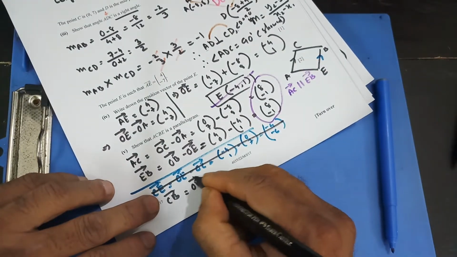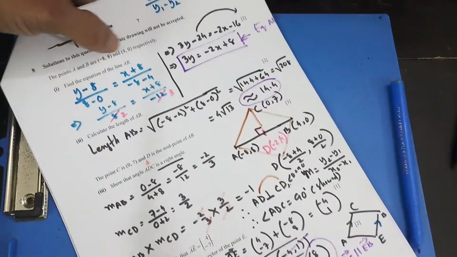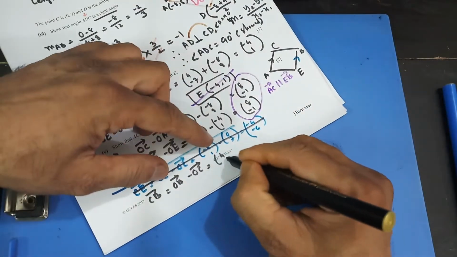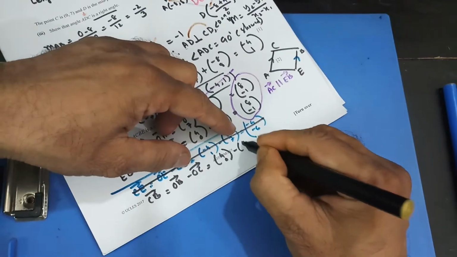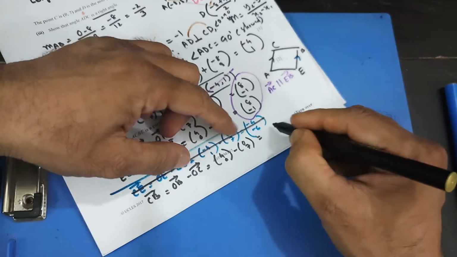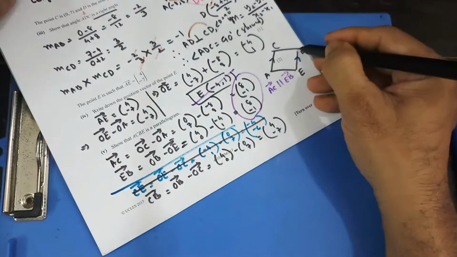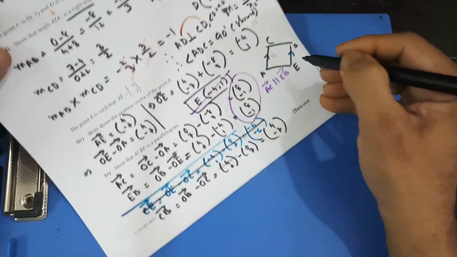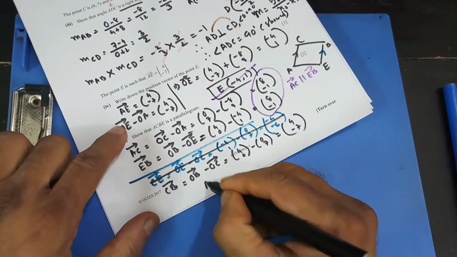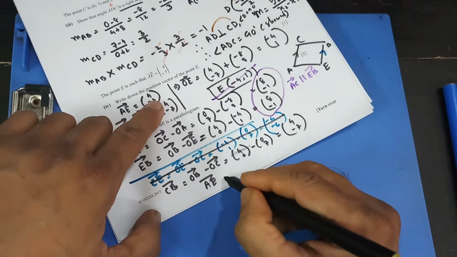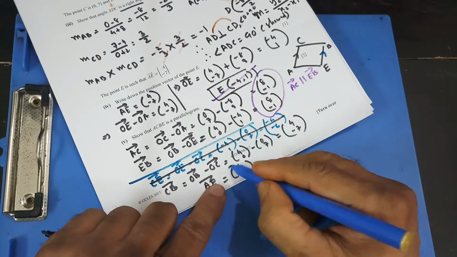So OB minus OC. B coordinates is 4, 0, and C is 0, 7, so 4 minus 0 is 4, 0 minus 7 is minus 7. So I found CB. Now I'm going to go for AE. AE, yes, AE was already given, it was given over there. It was 4, minus 7. See that these are equal.